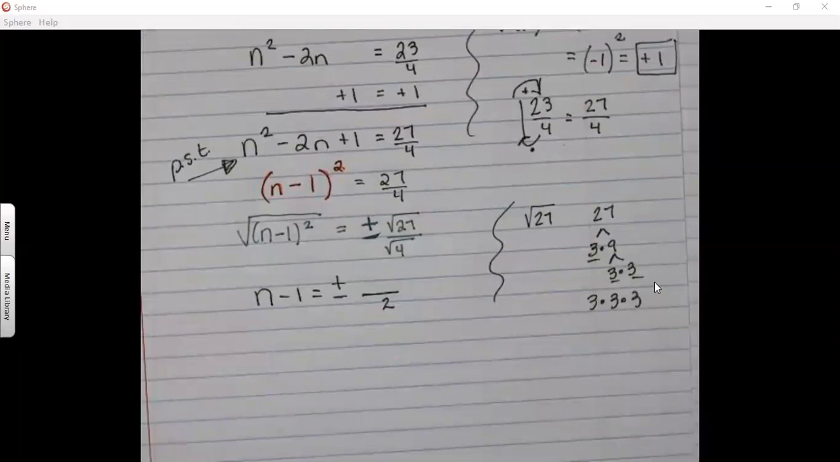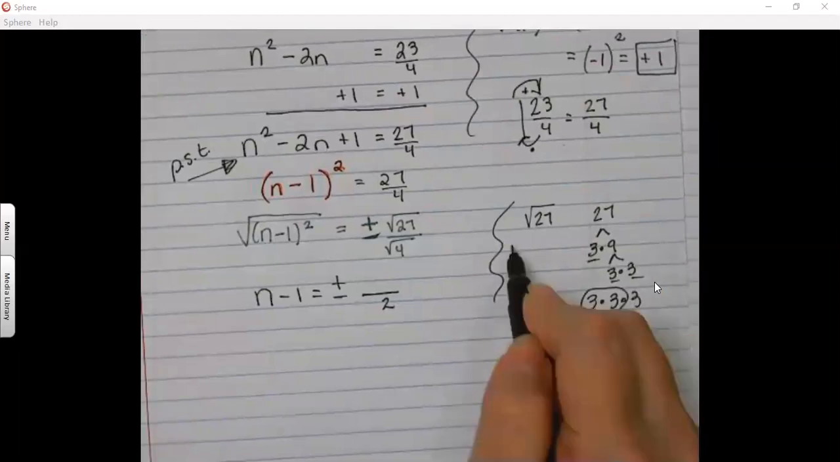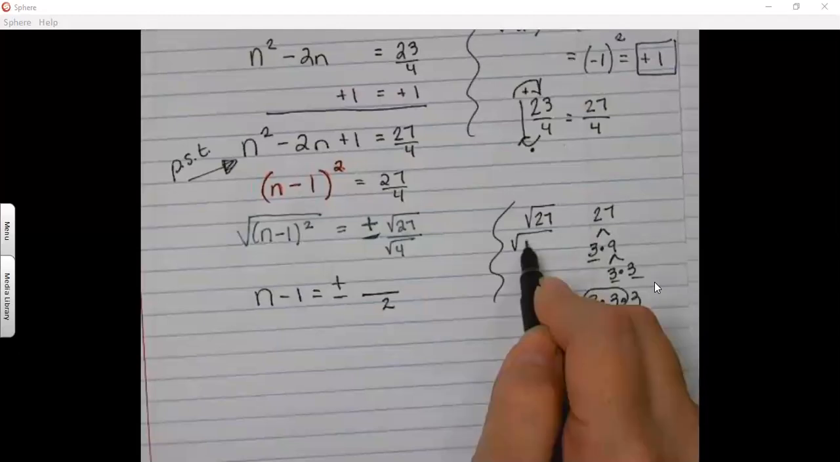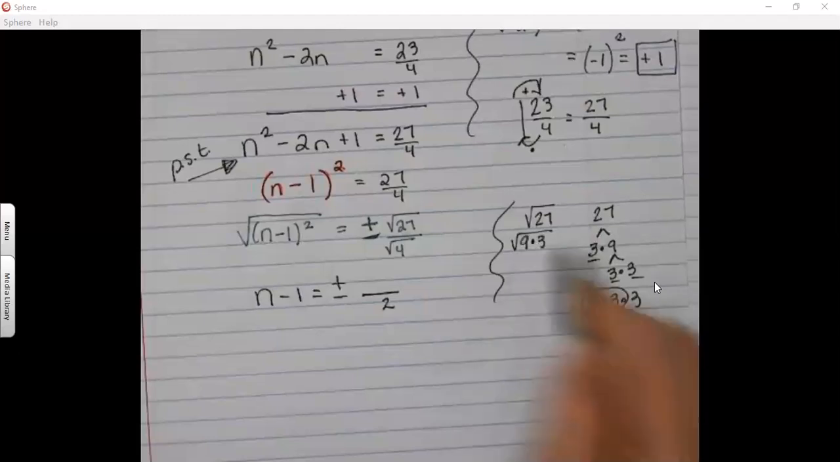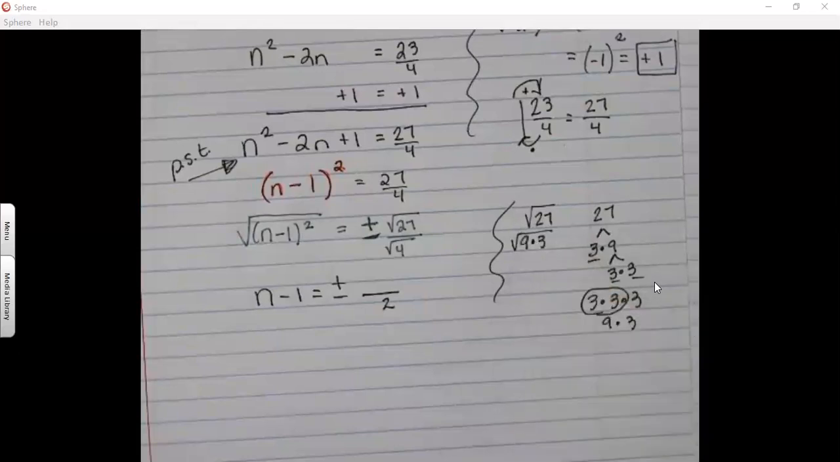If you have two identical factors, that makes a perfect square, right? So isn't 3 times 3 times 3 the same thing as 9 times 3? Okay, so the square root of 27 is the same thing as the square root of 9 times 3. If you have a perfect square factor, you have to simplify. You have to take the square root.